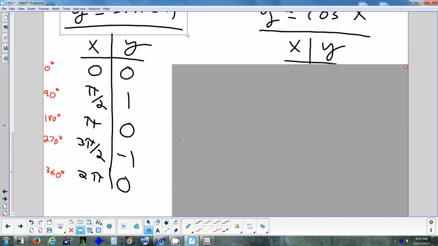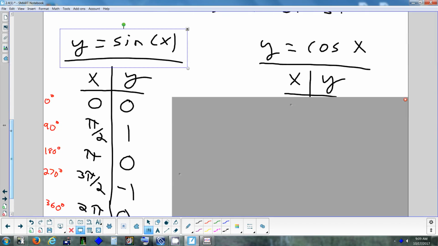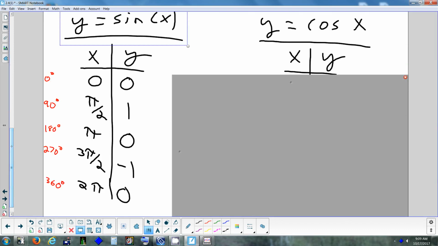So anytime you want to do a problem involving sine, think of this as your starting point. Start with those values, and then if you want to shift everything up, down, left, or right, you modify those values accordingly. If you're going to shift things up and down, it's going to affect your y values. If you're going to shift things left and right, those are your x values. Okay. Any questions on that original table?